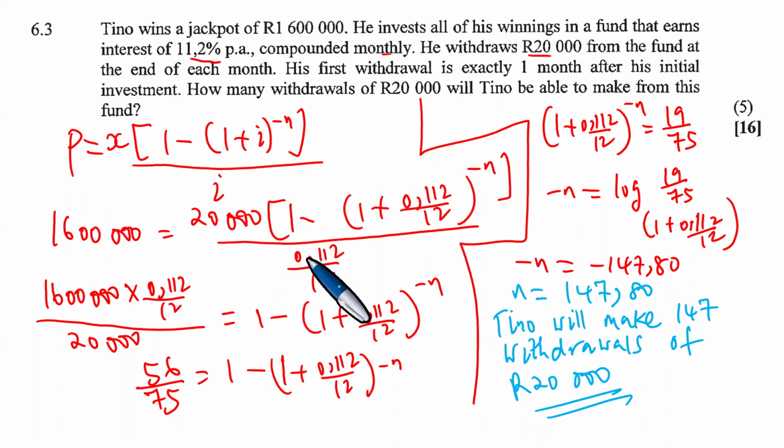Now, if you use the fact that this is compounded monthly, you divide by 12 and you raise it to the minus n, and we're able to find n by looking at the exponential equation, converting it to a log equation, and getting minus n equals minus 147,80. Therefore, n equals 147,80. Tino will make 147 withdrawals of 20,000.